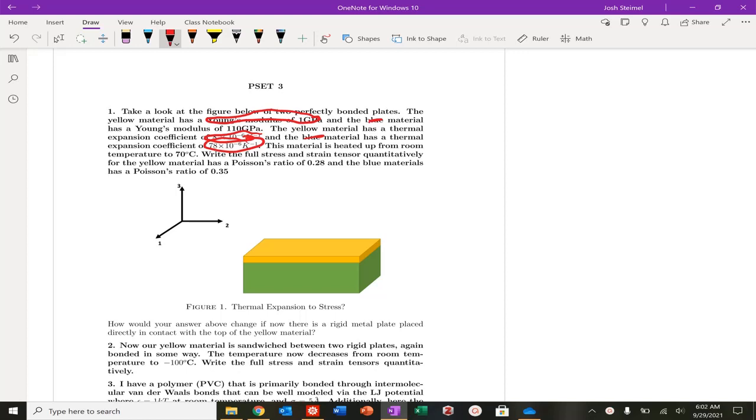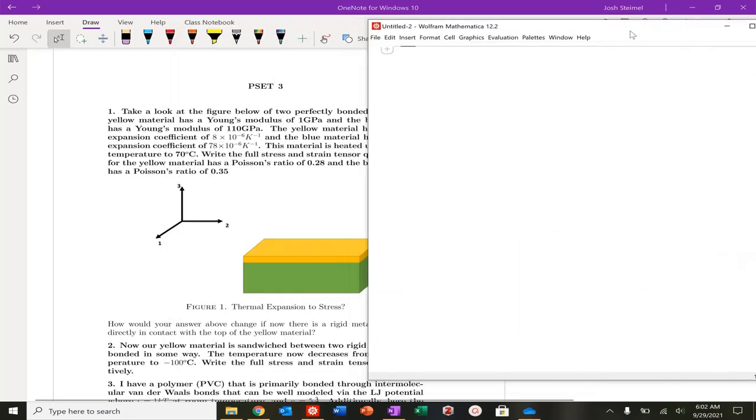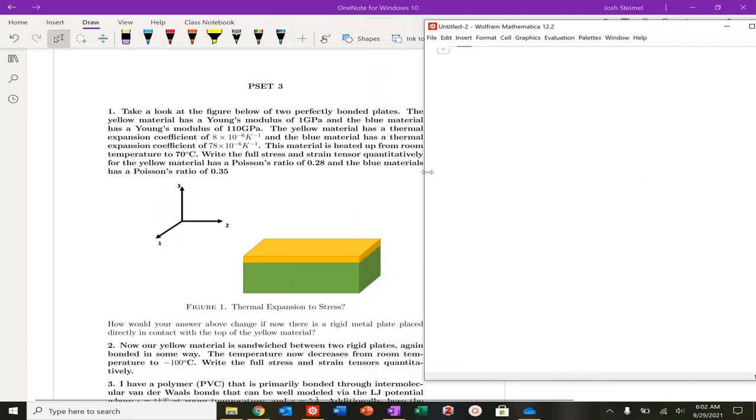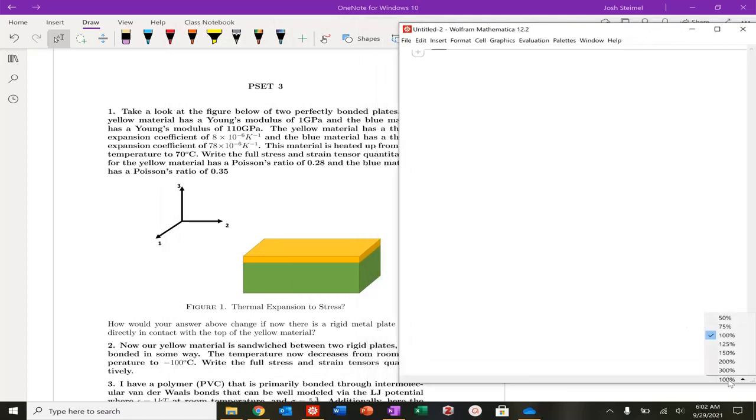Write the full stress and strain tensors quantitatively. Yellow has a Poisson's ratio of this. All right, so let's go ahead and open up our Mathematica notebook, and let's start to write some of these values down. I've got my new notebook, because I want to write the stress and strain in my yellow material. Hopefully people can see this, and we'll zoom in a little bit just to make it clear.